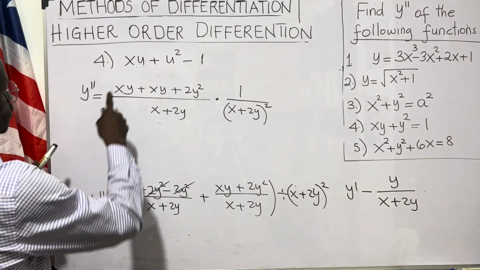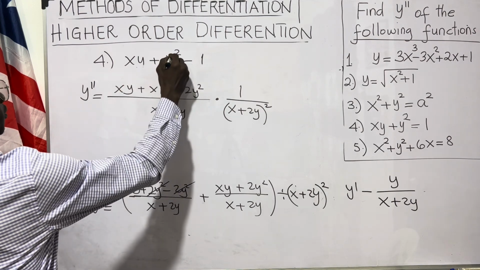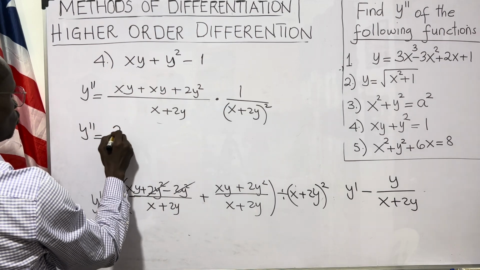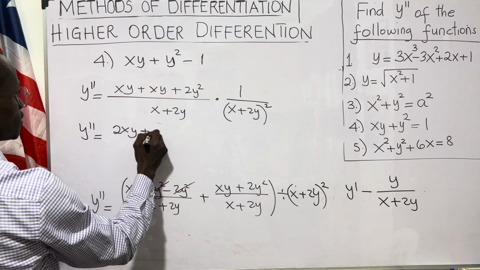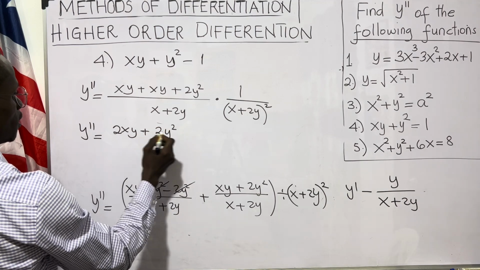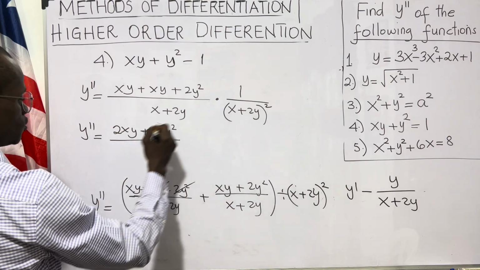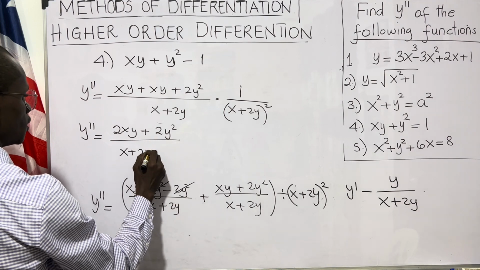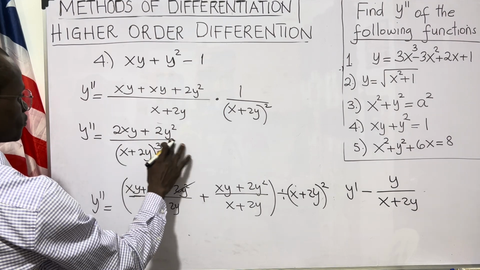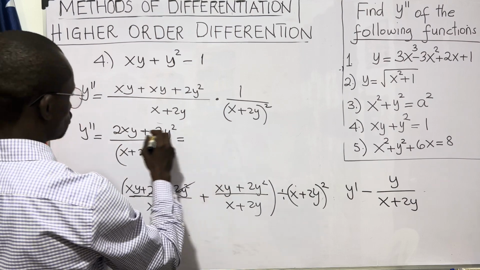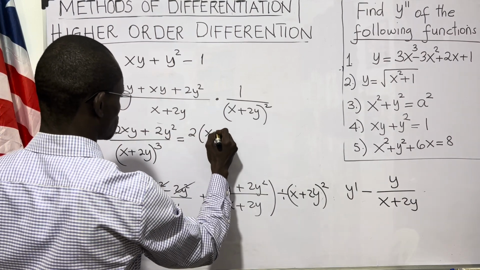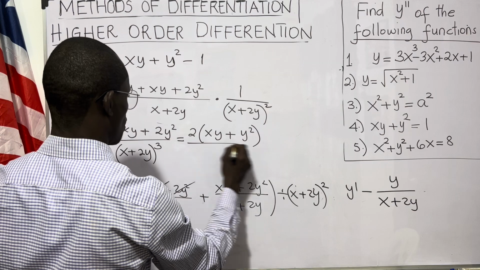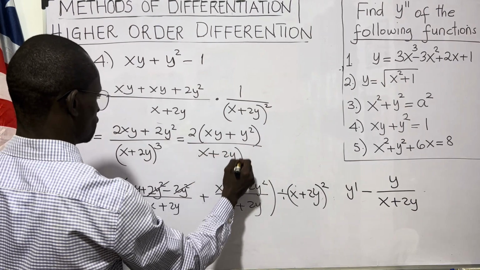Okay. So xy and xy, remember this is the original problem. So y double prime is equal to 2xy plus 2y squared all over x plus 2y all raised to the third power. So you can factor out this 2. So 2 comes outside, you have xy plus y squared all over x plus 2y raised to the third power.